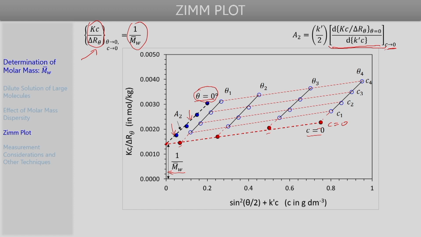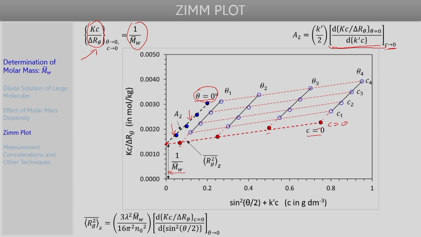Similarly, what we see is that the slope of this curve, the slope of the red curve which corresponds to the C equal to 0 condition, corresponds to this derivative here, in the limit when theta tends to 0. So, that slope can be obtained as the slope of this red curve here at small theta values, and that slope can be multiplied by this quantity here to obtain the z average mean square radius of gyration.